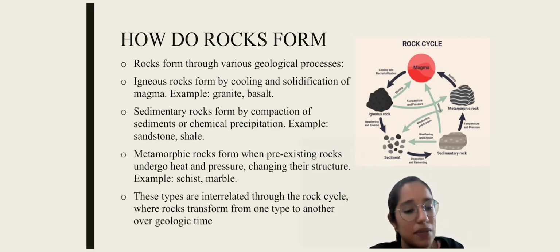The third type is metamorphic rock, formed when existing rocks are changed by heat and pressure. Marble and schist are the best examples of metamorphic rocks. All of these are part of the rock cycle, a dynamic system where rocks can transform from one type to another over geological time.